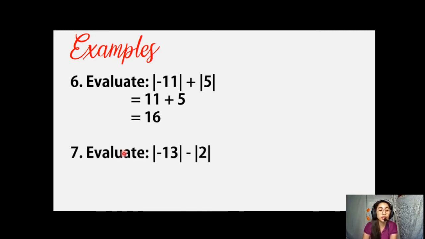Next example, that is evaluate the absolute value of negative 13 minus absolute value of 2. So again, get the absolute value of the two numbers. The distance of negative 13 to 0, that is 13 units. And the distance of positive 2 to 0, that is 2 units. So that is 13 minus 2. So subtract them together, that is 13 minus 2, you will get positive 11.